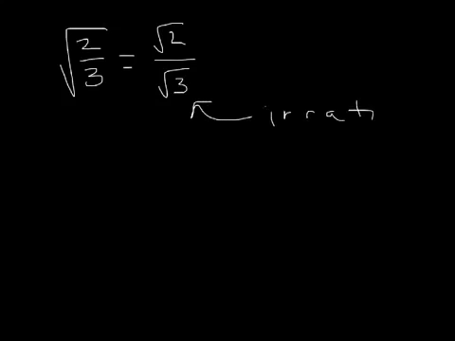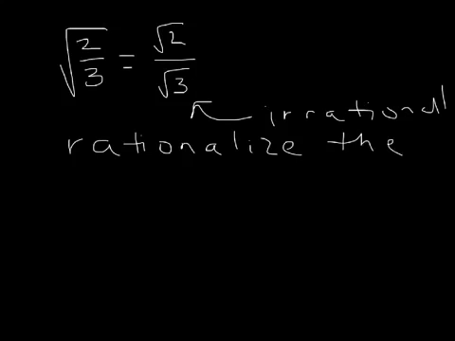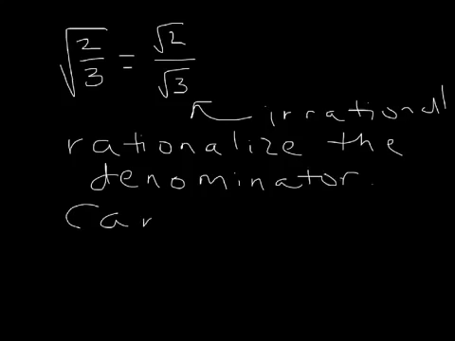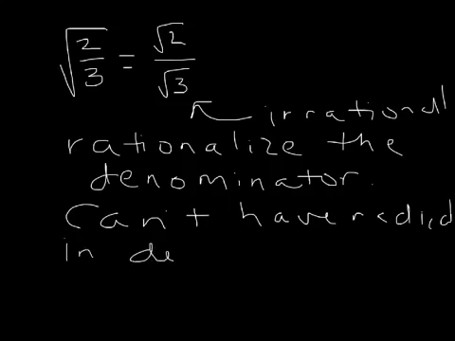We're not allowed to leave the square root in the denominator because, sort of for historical reasons, it was hard to then come up with a decimal approximation that was accurate. So we have to do what's called rationalizing the denominator. And what that means is we cannot leave a radical in the bottom. Okay, so we can't have a radical in the denominator.